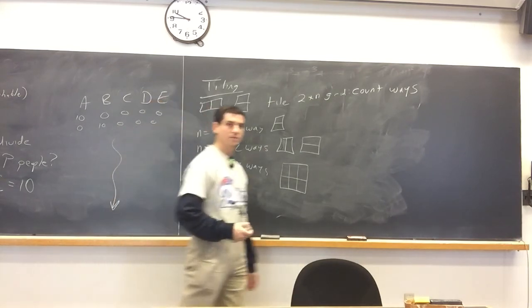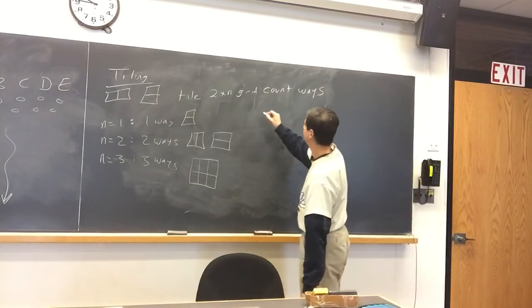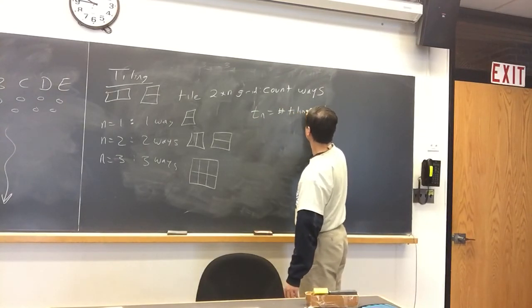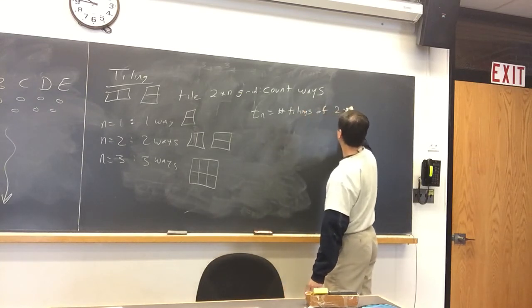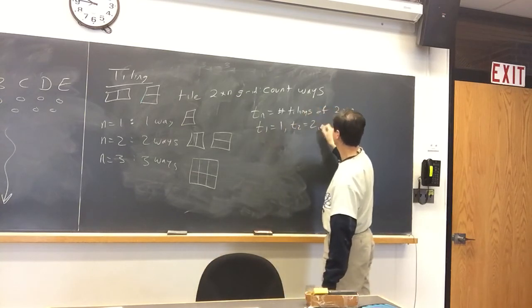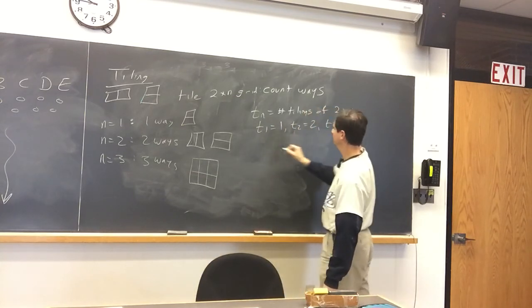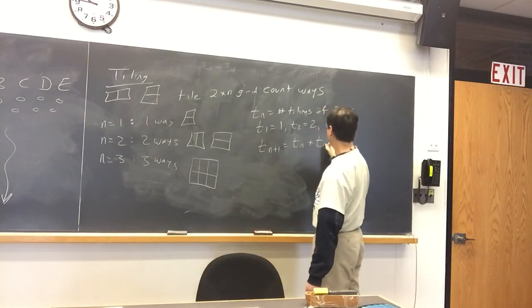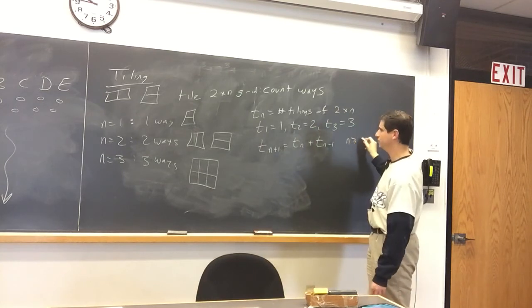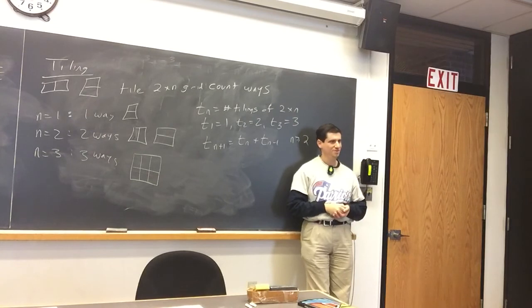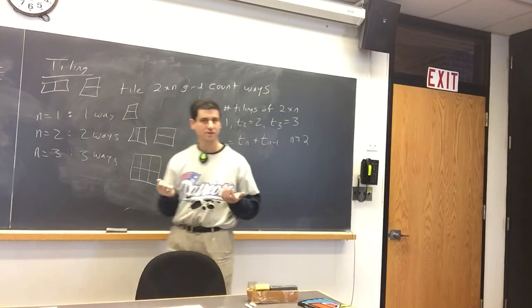So let's do this, but let's set up a relation. So let Tn be the number of tilings of the 2 by n. We know T1 is 1, T2 is 2, T3 is 3, and T(n+1) is Tn plus T(n-1) if n is greater than or equal to 2. Have you seen this before? So this is the Fibonacci numbers.